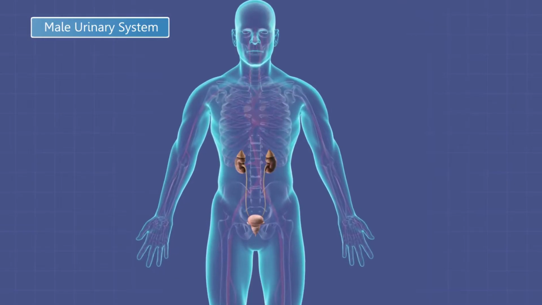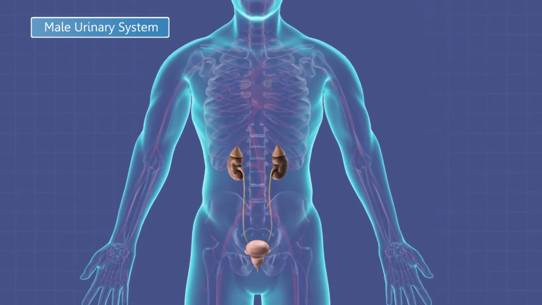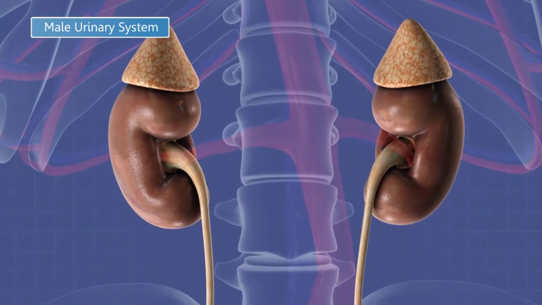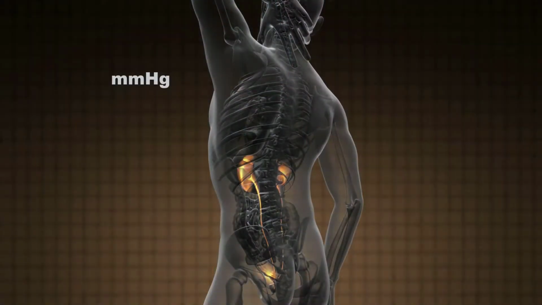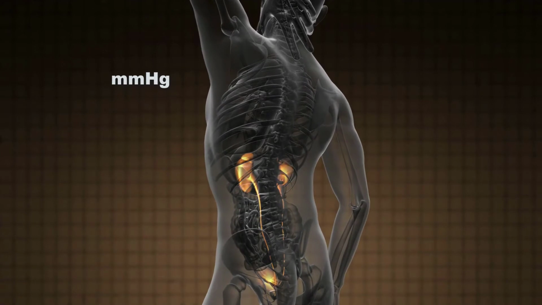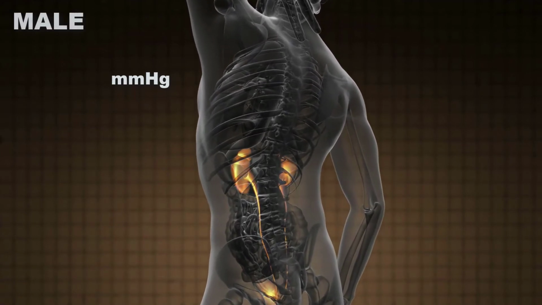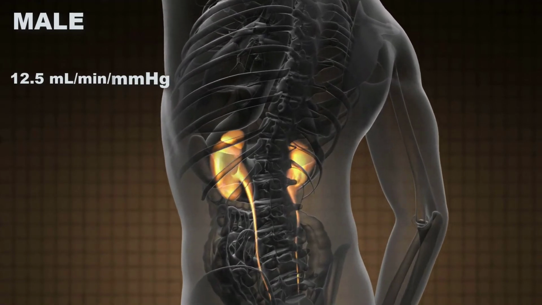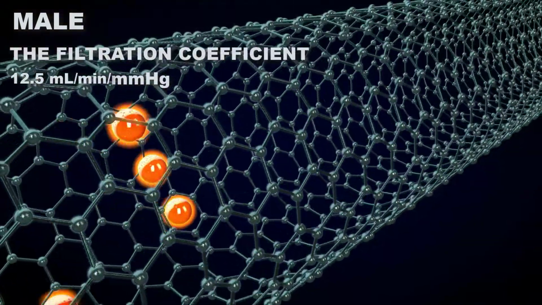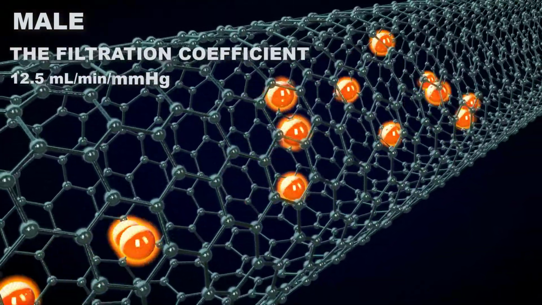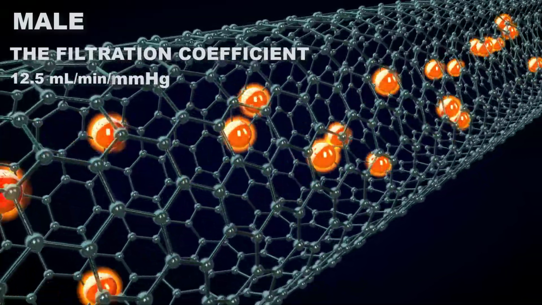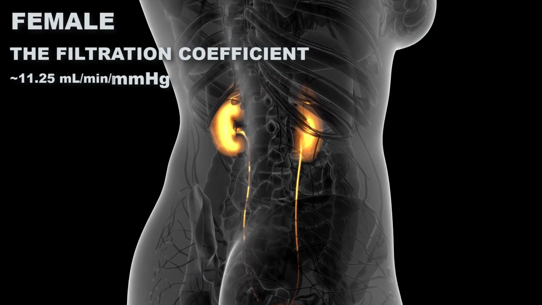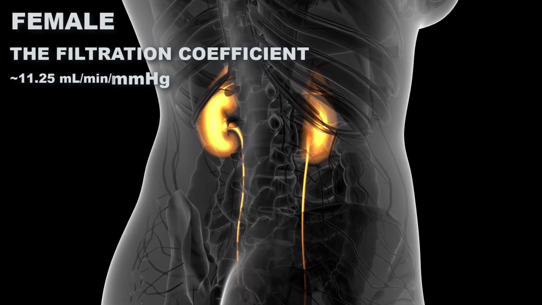Glomerular filtration rate. The glomerular filtration rate, or GFR, is the amount of filtrate formed per minute by the two kidneys combined. For every 1 millimeter of mercury of net filtration pressure, the kidneys of a young adult male produce about 12.5 milliliters of filtrate per minute. This value, called the filtration coefficient, depends on the permeability and surface area of the filtration barrier. The filtration coefficient is about 10% lower in women than in men.